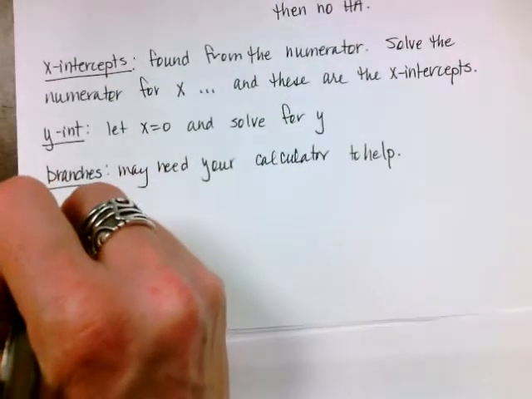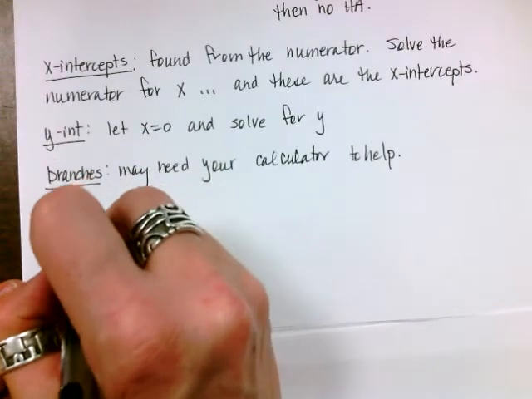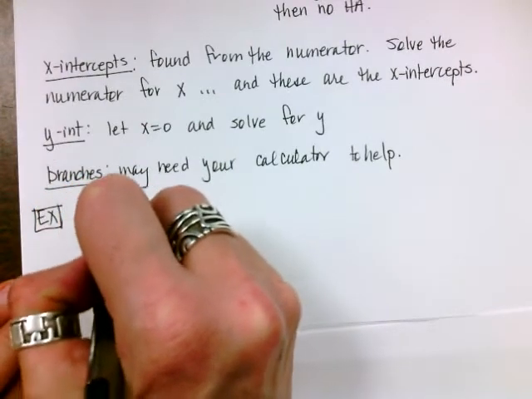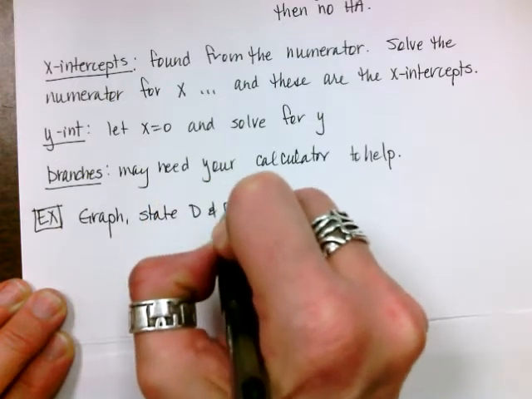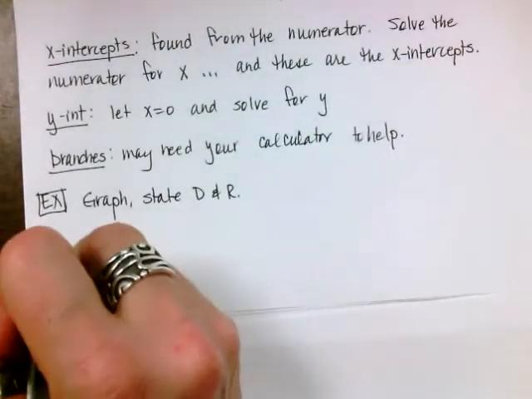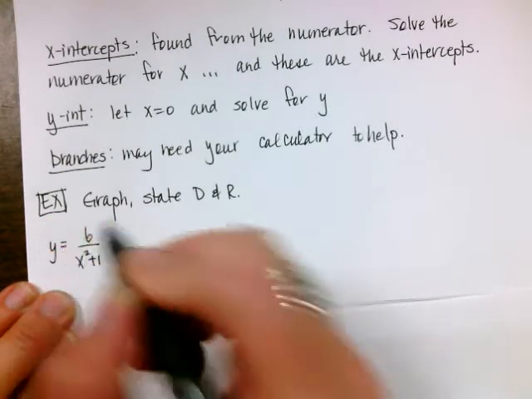So let's just start right in with an example. Okay, they're all going to say the same thing: graph, and then state the domain and the range. My equation is going to be y is equal to 6 over x squared plus 1.